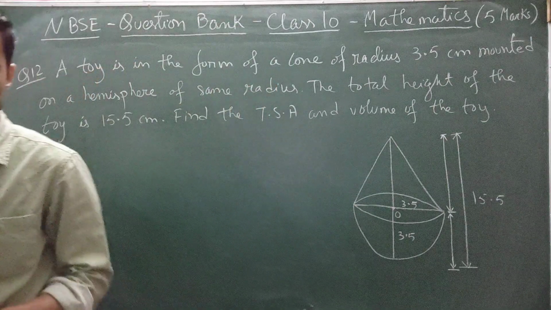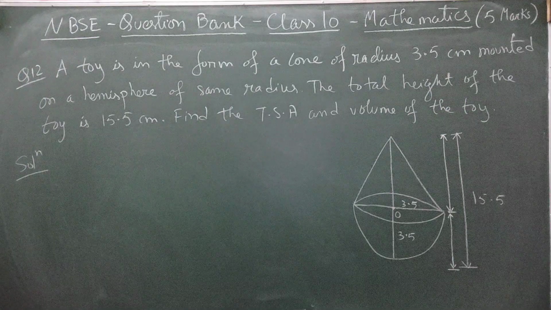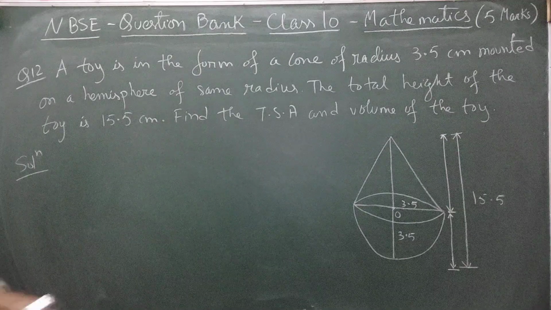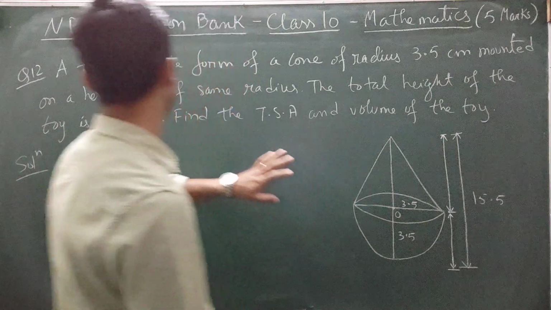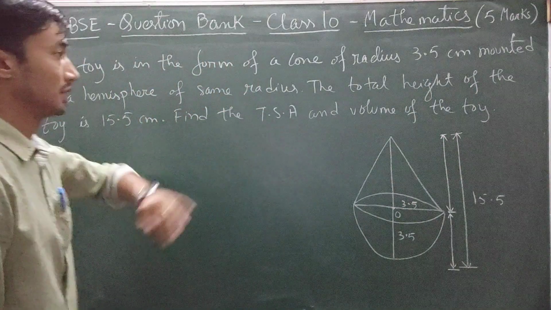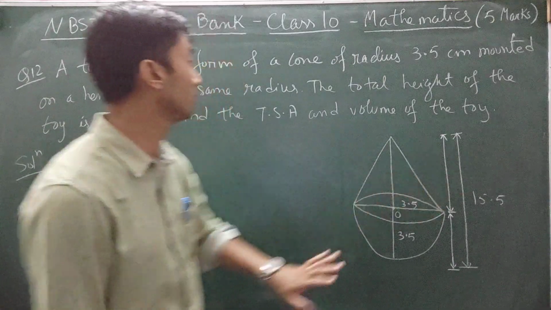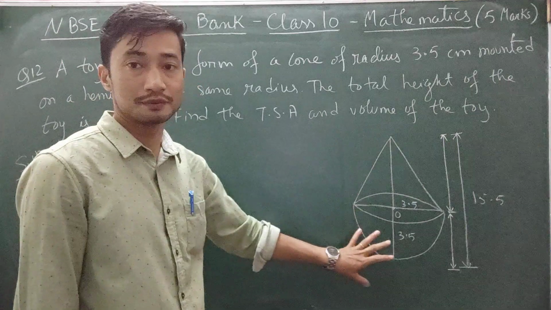The question I've written for you: a toy is in the form of a cone of radius 3.5 centimeter, mounted on top of a hemisphere of the same radius. The total height of the toy is 15.5 centimeter. Find the total surface area and volume of the toy.